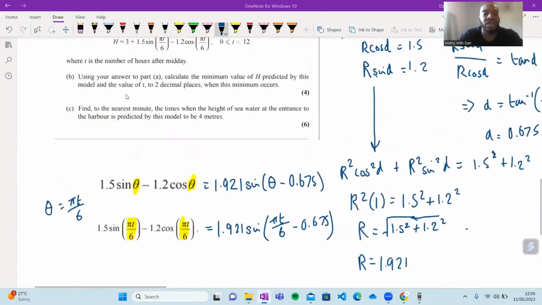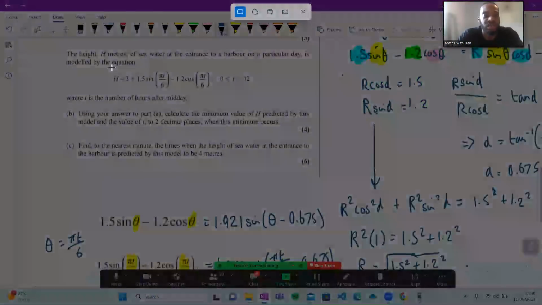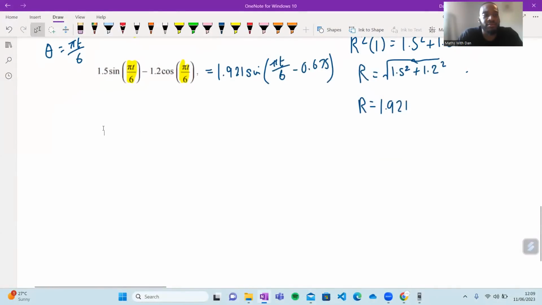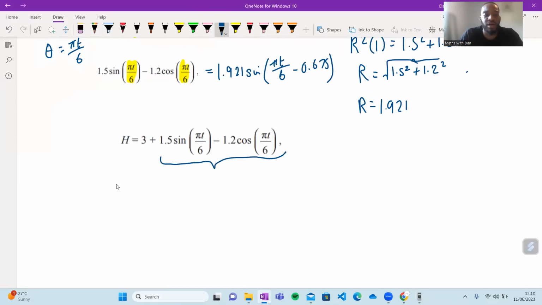I could say, well, originally it was this. Put this here. Originally it was this, right? Well, now I know what this part is, right? This part, in terms of what we did in part A, it's just going to be h is equal to 3 plus, and then I'm going to replace this with that because it's the same thing. It's going to be 1.921 sine of pi t over 6 minus 0.675.